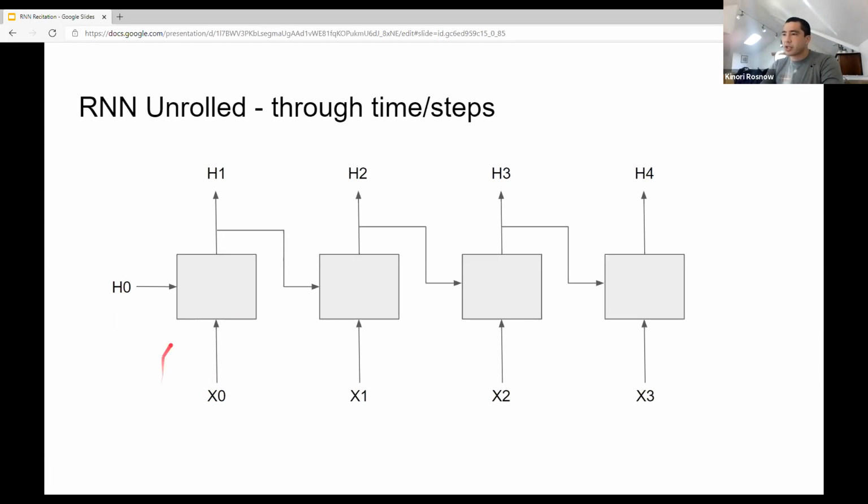The other thing I wanted to mention was that these boxes here don't necessarily have to be only a single cell. They can be many neurons, and you can actually have multiple layers here that are just pointing to themselves, but it's easier to think about it as a single cell for now. So I just draw it as a single box.